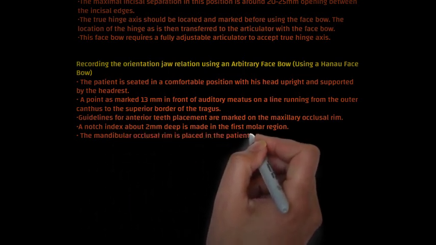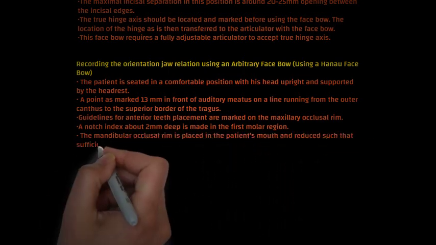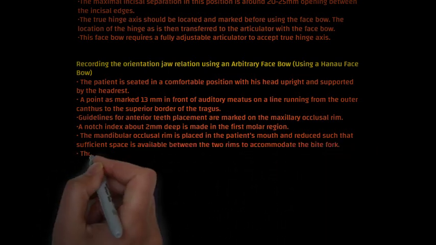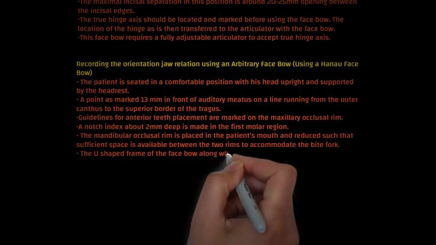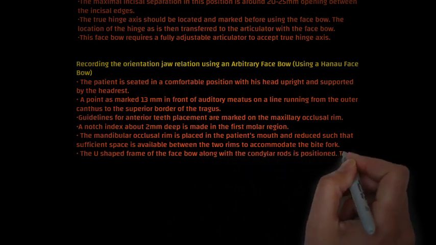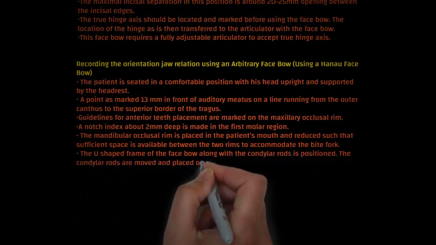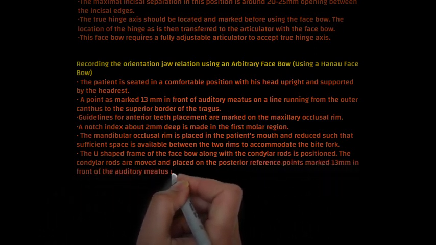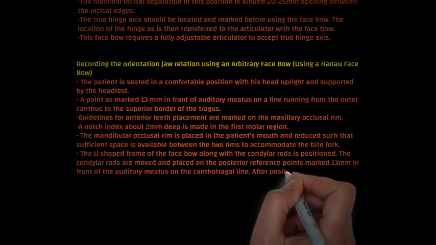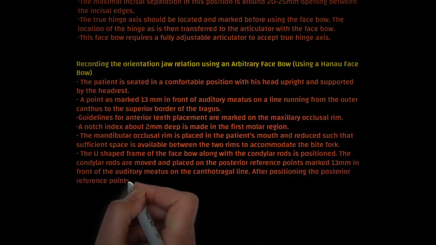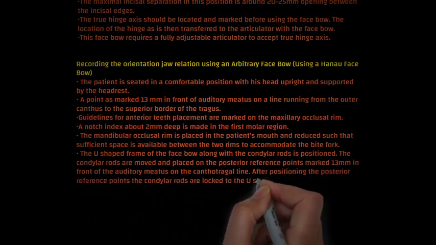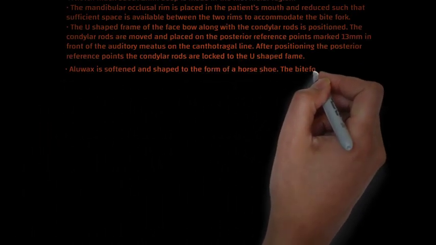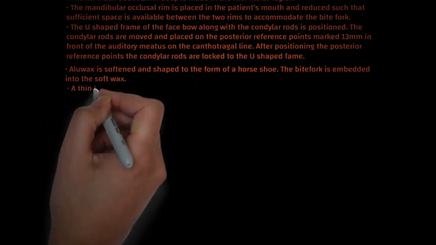The mandibular occlusal rim is placed in the patient's mouth and reduced such that sufficient space is available between the two rims to accommodate the bite fork. The U-shaped frame of the face bow along with the condylar rods is positioned. The condylar rods are moved and placed on the posterior reference points marked 13 mm in front of the auditory meatus on the canthotragal line. After positioning the posterior reference points, the condylar rods are locked to the U-shaped frame. A loop of wax is softened and shaped to the form of a horseshoe. The bite fork is embedded into the soft wax.